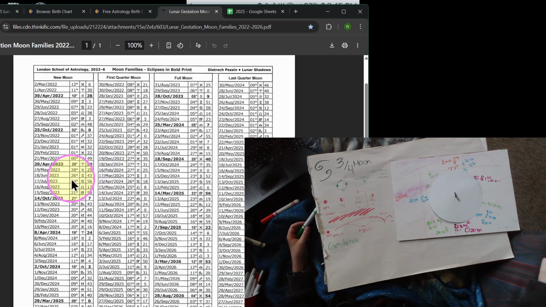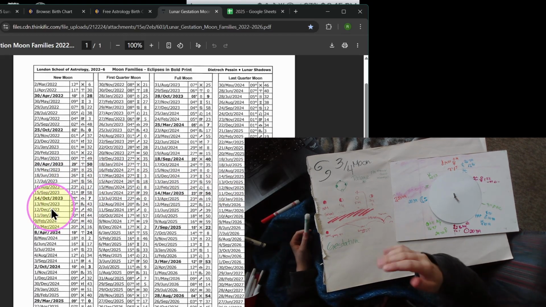And this new moon within 4 or 5 degrees of this third quarter moon, right? So they're all in the same zone. This new moon at 24°56' Cancer, July 2023. So that's the basic premise of the lunar gestation families.